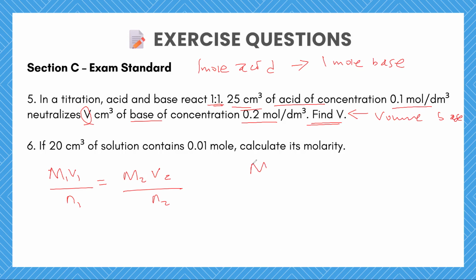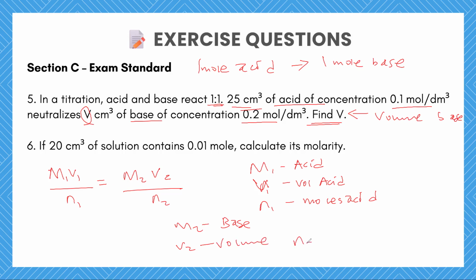Now let's give names to each of these variables. M1 stands for the molarity or the concentration of the acid. V1 stands for the volume of the acid. And N1 stands for the number of moles of the acid that reacted. And then we have M2. M2 stands for the concentration of the base. V2 stands for the volume of the base that was used, and N2 stands for the number of moles of the base that reacted.